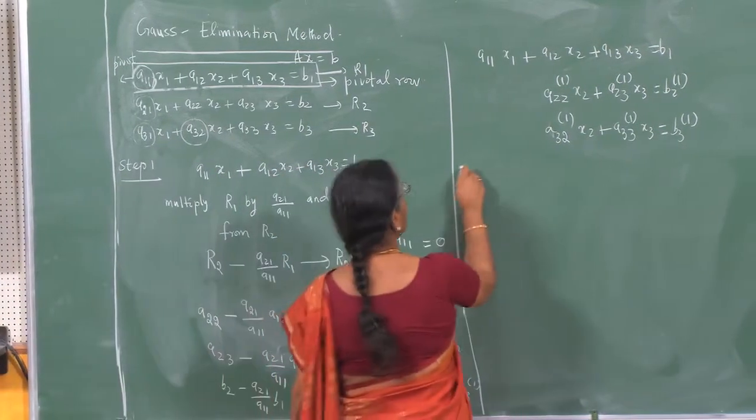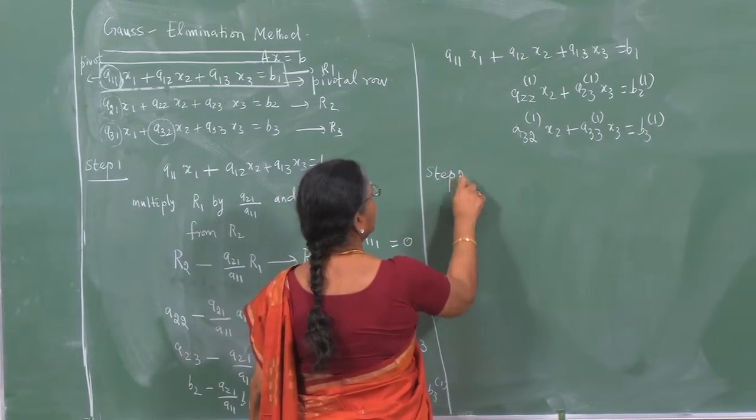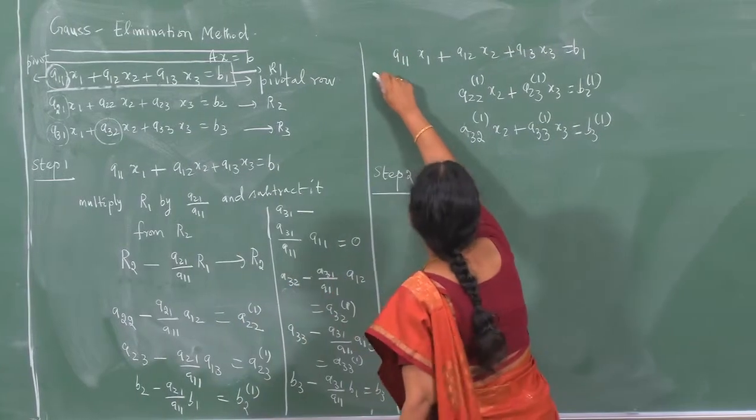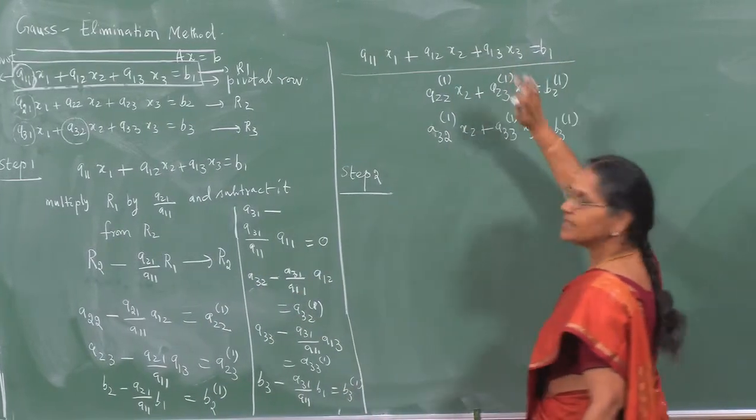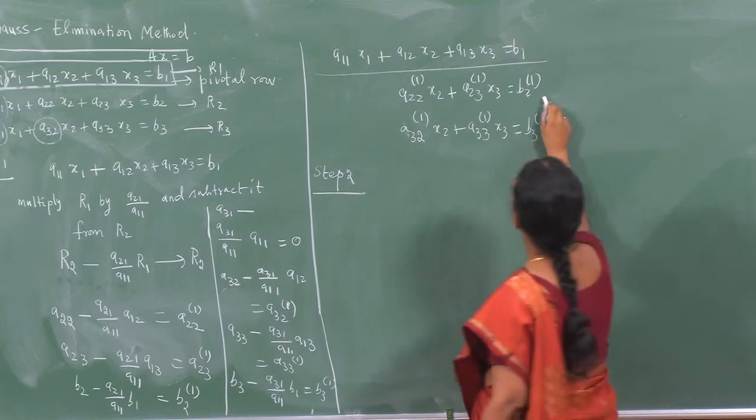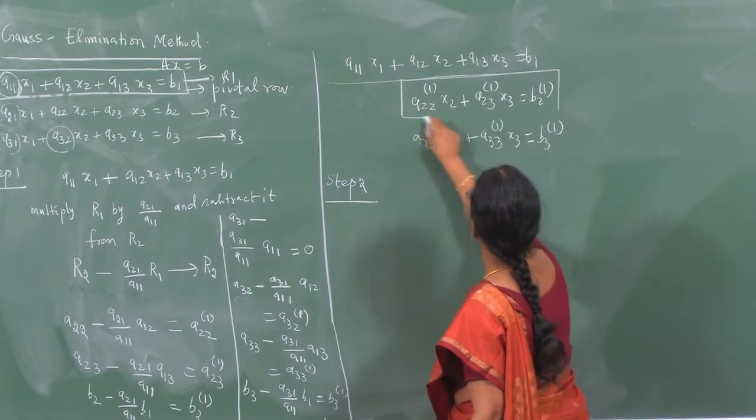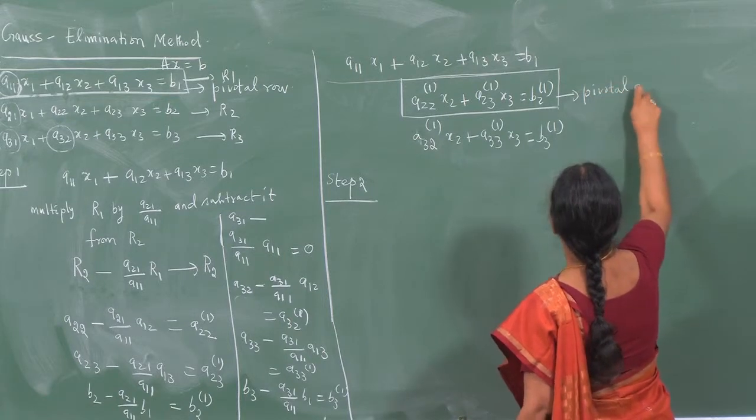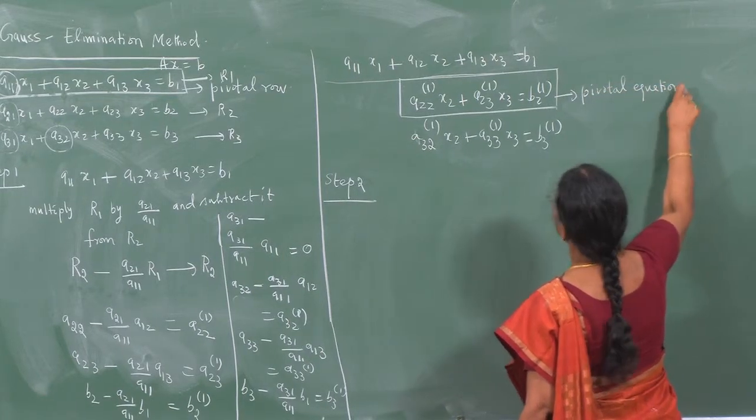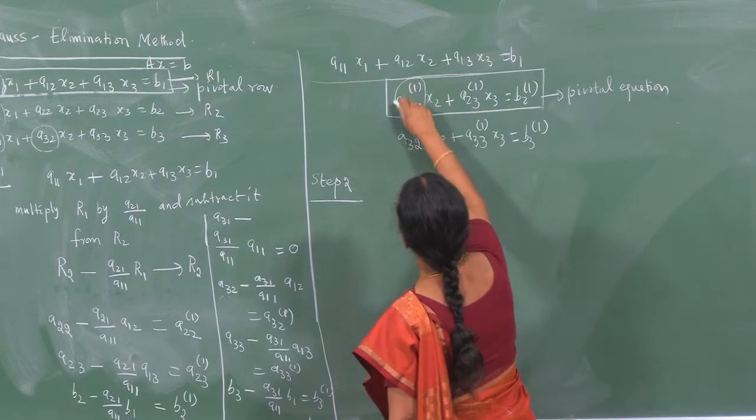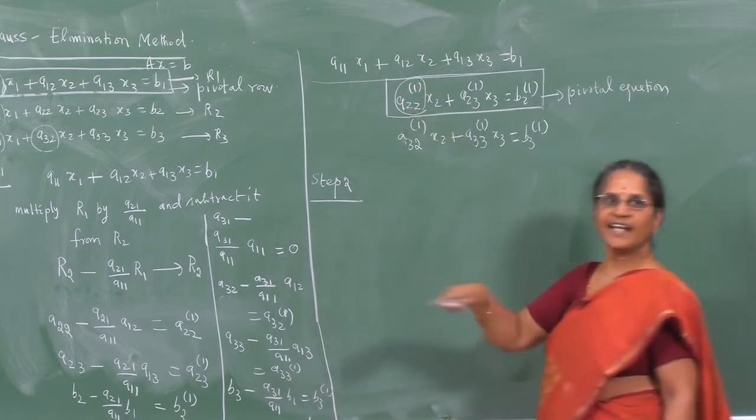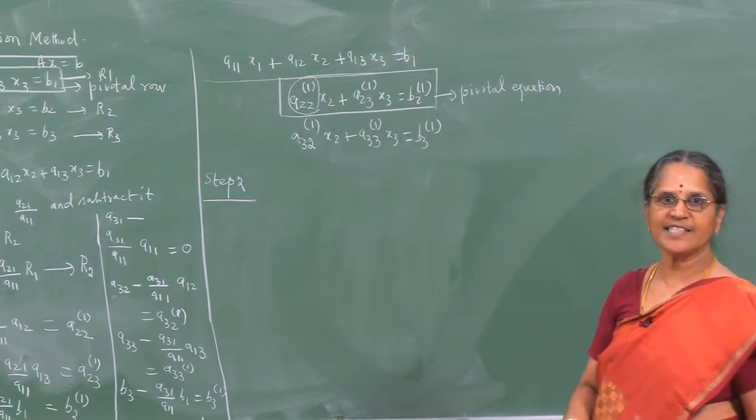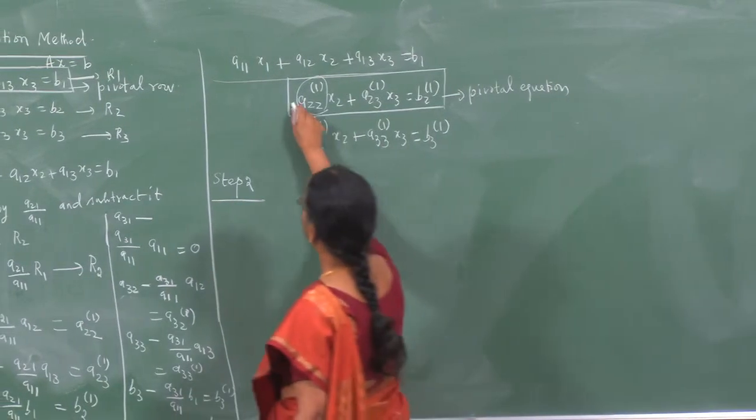Now, we move over to step 2. What is step 2? At this stage, we do not touch the first equation, we keep it as it is and regard the second equation as the pivotal equation. And we call this coefficient, which is the coefficient of x2, the second unknown, where the second equation is the pivotal equation at this step, as the pivot at this step.